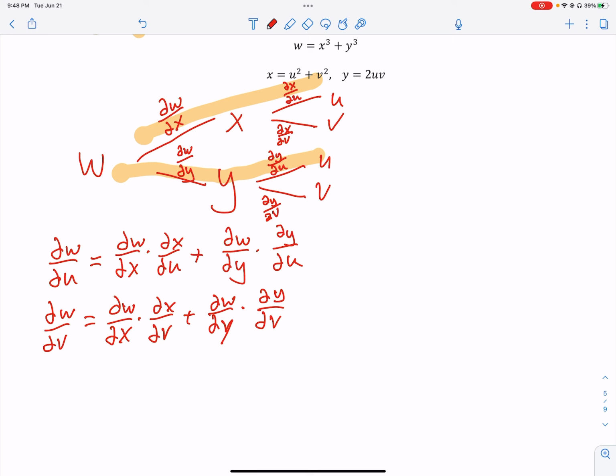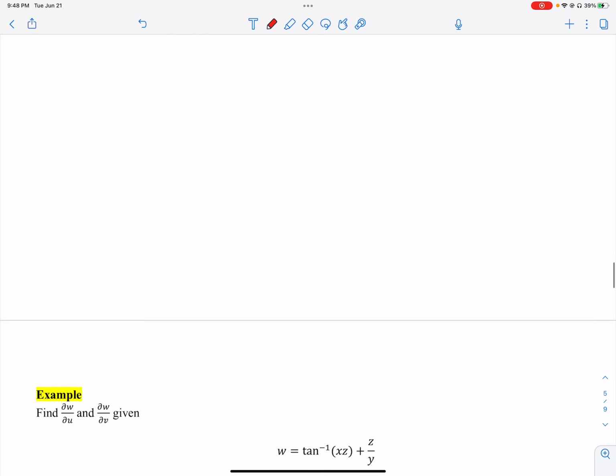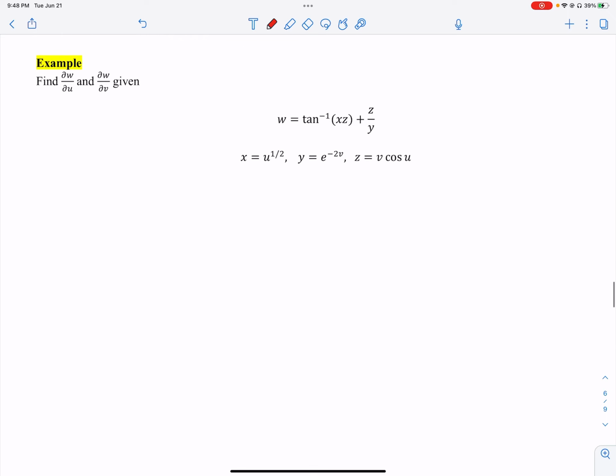All right, let's get a few examples using this. I like drawing the diagram. I think it helps. So we are going to do a little bit of that here. So notice I just changed x, y, and z. So let's write our diagram. They want partial of w with respect to u and partial of w with respect to v. So this goes out to an x, y, and a z.